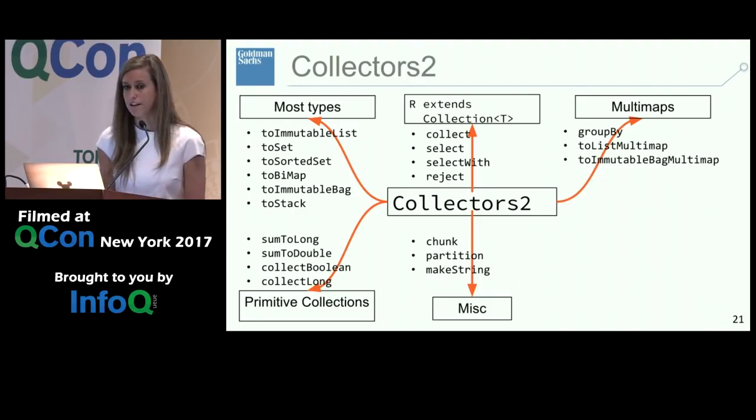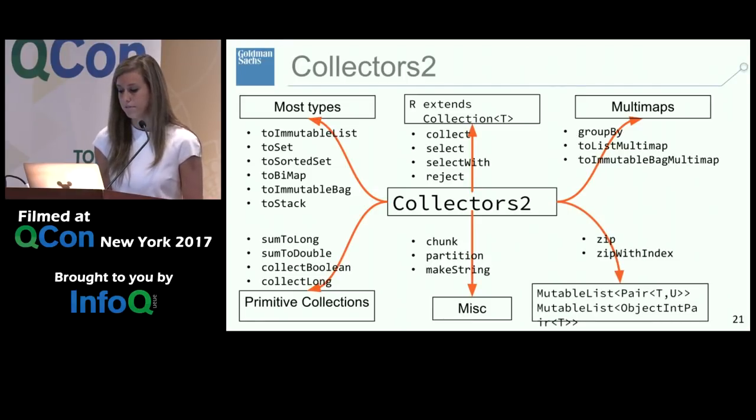Miscellaneous, we have some extra API that I think is really cool. So for example, chunk basically puts things into batches for you. So you can say chunk my collection into 2s and it will create batches of size 2. Partition, make string we'll look at in the next example. And then zip and zip with index will return back to you a list of pairs. So again, all API that exists on our list, sets, maps, etc. directly, but if you're using collectors, now you can use these as well to get into those collections.